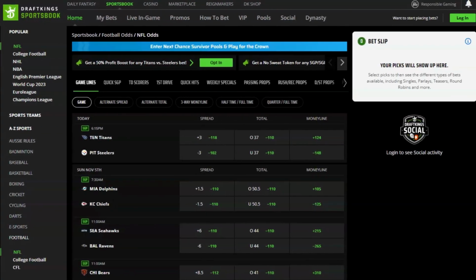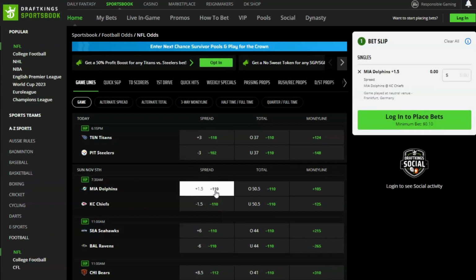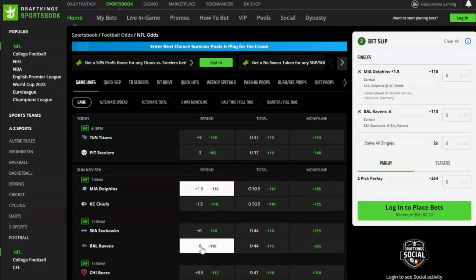Okay, guys, as I mentioned, a teaser is typically a 6, 6.5, 7, and sometimes up to a 10-point swing in a point spread. So, for example, if you wanted to take the Dolphins, we're going to add a couple together here because you have to have at least 2 to make a teaser bet. Most of the time it's 3. And maybe we'll take the Ravens -6. We're going to tease these 6 points. And so we come over here and it's going to say teasers, and it's going to say 6-point teaser. And basically what that does is it makes the Dolphins plus 7.5. And it makes the Ravens even money, so they just have to win the game.